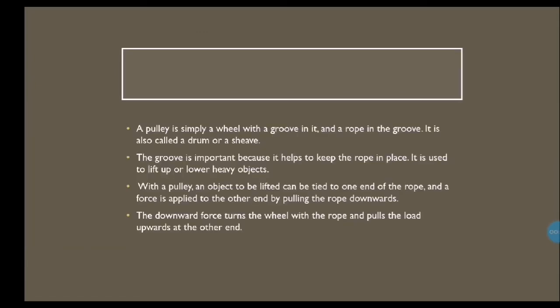A pulley is simply a wheel with a groove in it and a rope in the groove. It is also called a drum or a sheave. The groove is important because it helps to keep the rope in place. It is used to lift up or lower heavy objects. With a pulley, an object to be lifted can be tied to one end of the rope, and a force is applied to the other end by pulling the rope downwards. The downward force turns the wheel with the rope and pulls the load upwards to the other end.